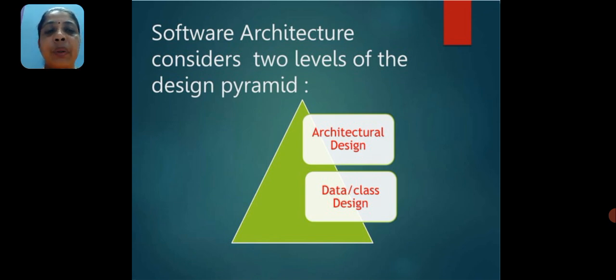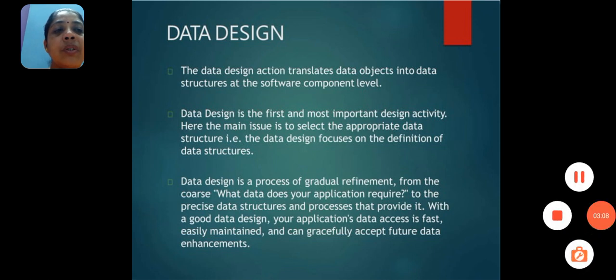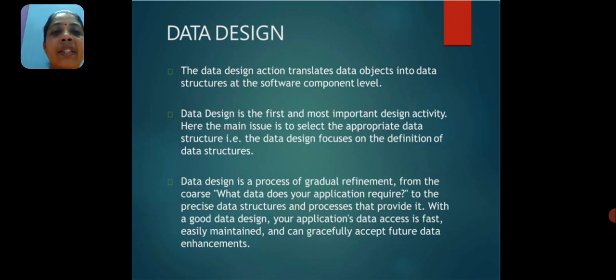There are different designs we are using: architectural design and data class design. We all know that data design is based on classes, and we have to design the content. Architectural design is the skeletal structure we give about our project. Data design translates the data objects into different structures at the software component level. Data design is the first and most important design activity. The main issue here is to select the appropriate data structure. That is, data design focuses on the definition of the data structures, and it is a gradual refinement.